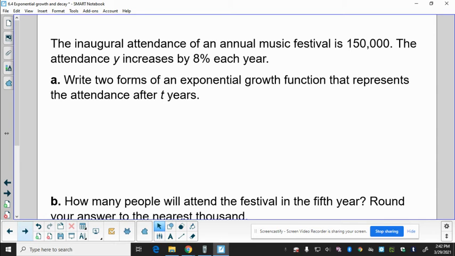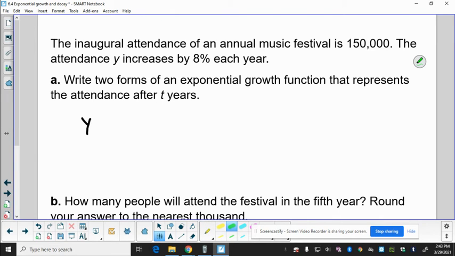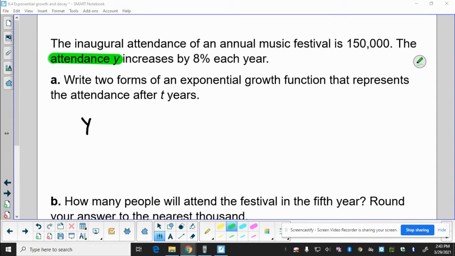All right, so the inaugural attendance of an annual music festival is 150,000. The attendance Y increases by 8% each year. Write two forms of an exponential growth function that represents the attendance after 2 years. All right, I'm going to go ahead and get us started on this. So Y represents the attendance. I'll highlight a couple things here for you. That's the first part.